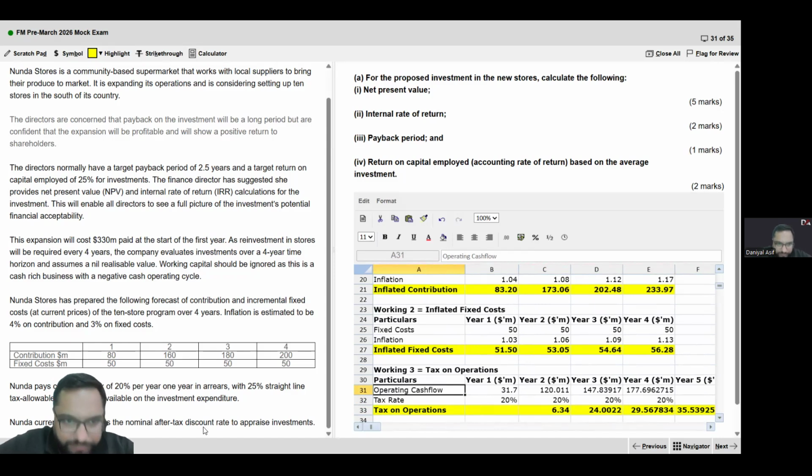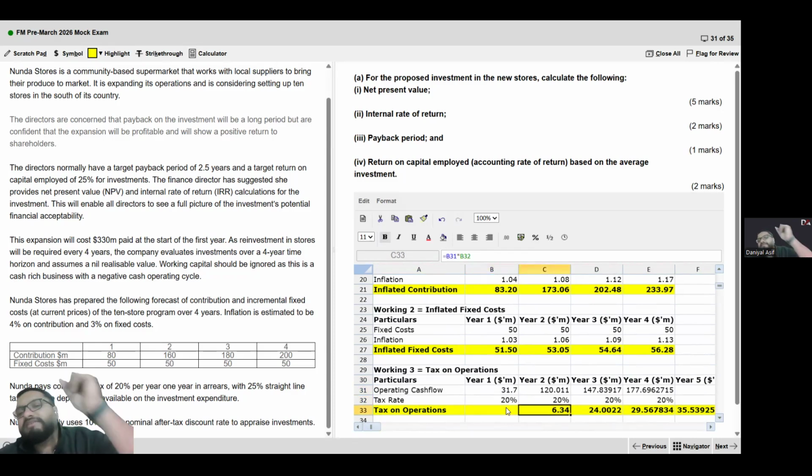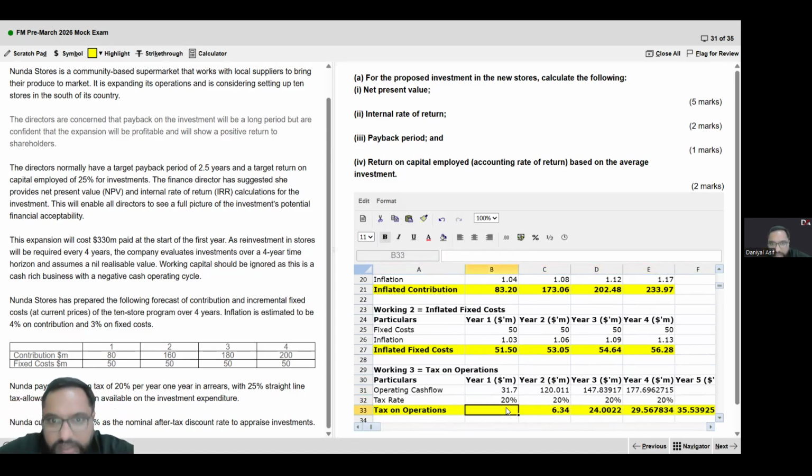Now, tax on operations. We pay a corporation tax of 20%. So my year one operating cash flow is 31.7, and my tax rate is 20%. But I'm going to pay this tax in year two. Same for year two, multiply by this in year three, year three in year four, and year four in year five. Now this is on C, this is B30, this is cell number 33.